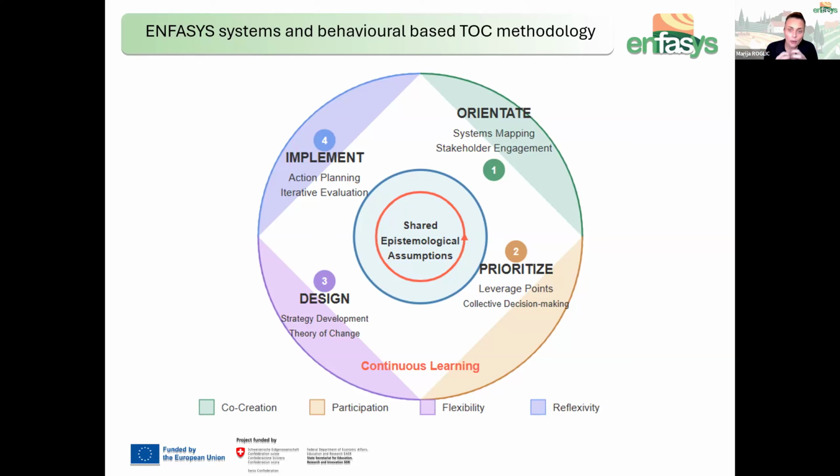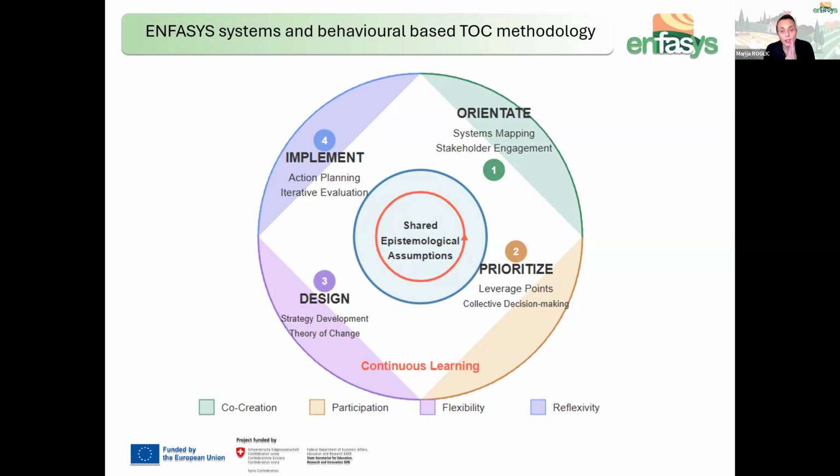The design phase allows developing strategic approaches and creating a theory of change that guides our implementation. And finally, in the implement phase, we move to action planning and establishing processes for iterative evaluation. What is critical is that this is not a linear process. The red circle represents continuous learning that flows throughout all phases, ensuring that we adapt based on emerging insights.